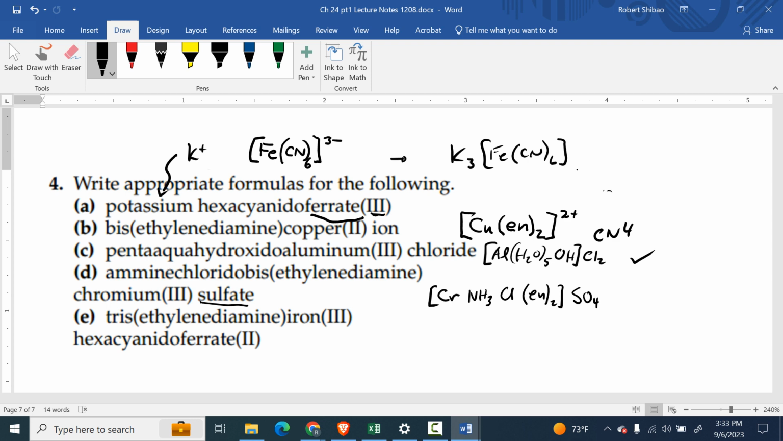Six is correct. Ammonia is monodentate, chlorido is monodentate, but ethylene diamine is bidentate, and we have 2 of those. So we're going to get 4 from that, and then 2 more, 6.